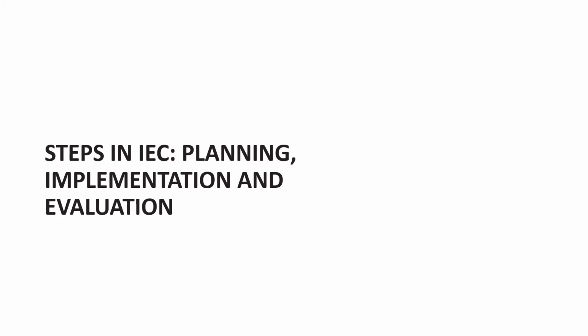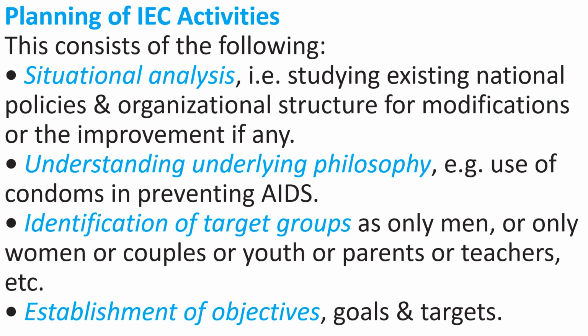Steps in IEC: planning, implementation, and evaluation of IEC. Planning of IEC activities. This consists of the following: situational analysis, underlying philosophy, identification of target groups, establishment of objectives. Situational analysis, that is to say, studying existing national policies and organizational structure for modifications or the improvement of any. Understanding underlying philosophy, e.g., use of condoms in preventing AIDS. Identification of target groups as only men or only women, or couples or youth or parents or teachers, whatever the groups are. Establishment of objectives, goals, and targets.